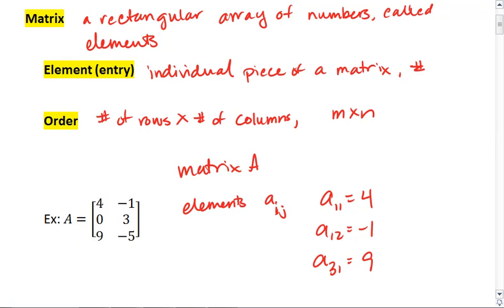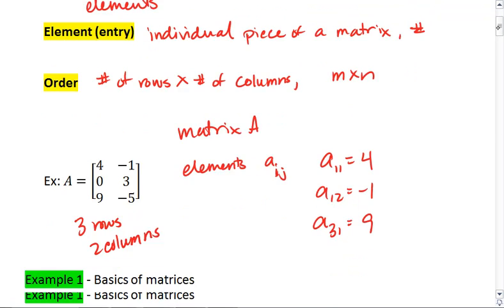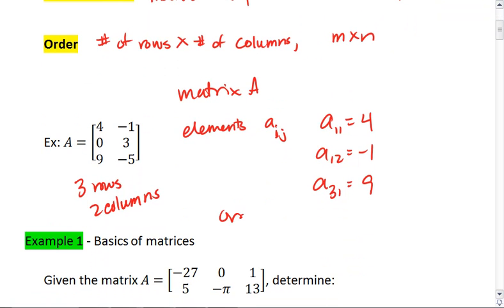And lastly, because this matrix has 3 rows and 2 columns, we say that the order of A is a 3 by 2.